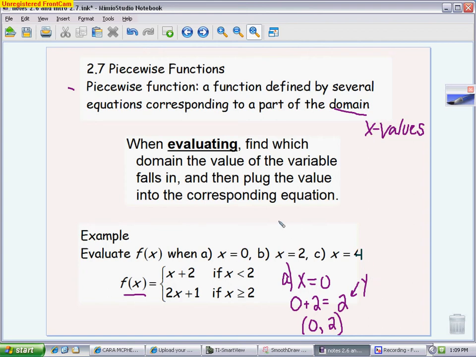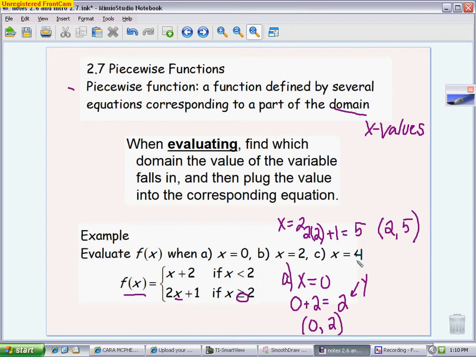Let's look at letter B. x equals 2. 2 is not less than 2. It is equal to 2. So you have to figure out where is the "or equal to" here. It's in the bottom equation, so you need to put 2 right here. So your plugging in would be 2 times 2 plus 1, which is 4 plus 1, which is 5. So again, you can just say your answer is 5, or if you prefer to write it as a point, you can say your answer is the point (2, 5). That's a point on your graph. It's the y value you get when you put x in.